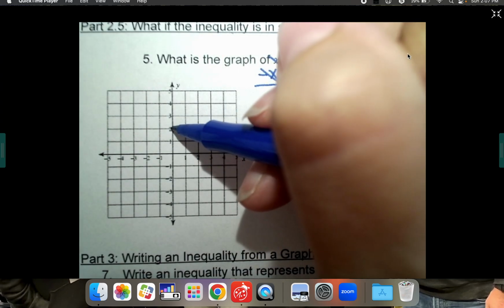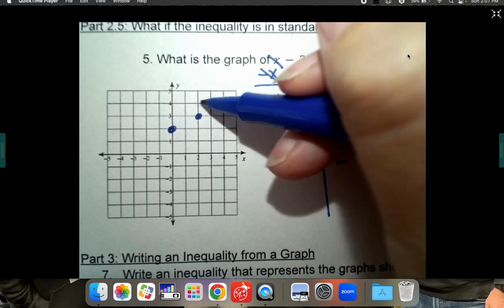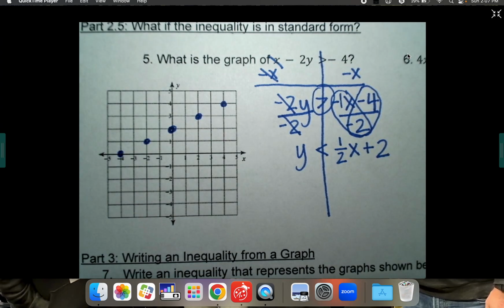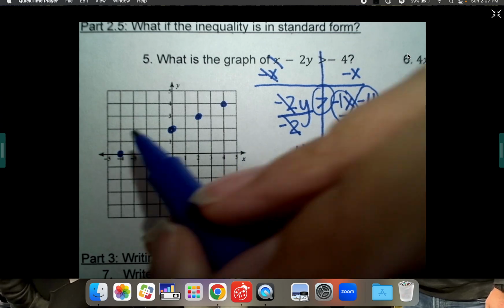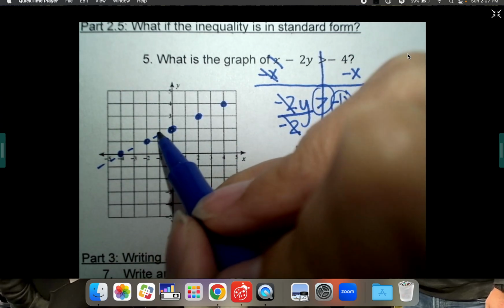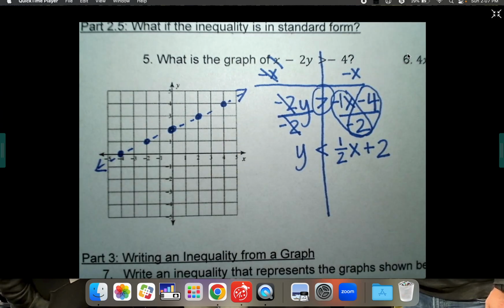So I'd put my first dot at 2. Up 1 over 2 is the slope. And I'm going to go all the way back down 1 over 2. And before I draw in the line, I need to decide if it's going to be solid or dashed. Since it's less than and it is not or equal to, it is a dashed line. And then still arrows on both ends.